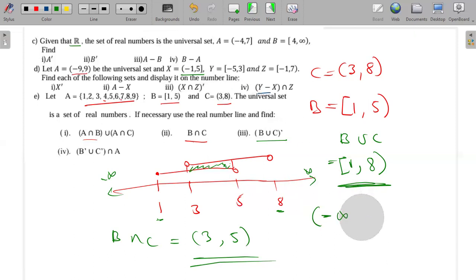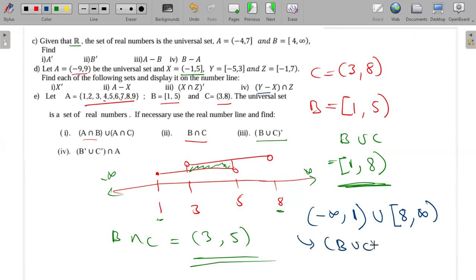Let me use a different color for this. From negative infinity there, all the way towards 1. So 1 is in the union, so it will not be in the complement, so it will be open here. Then 8: 8 is not in the union, meaning it will sit in the complement of the union. So it's going to be closed at 8 and all the way to positive infinity, like that. And this here is my B union C complement. So this is how I get that.